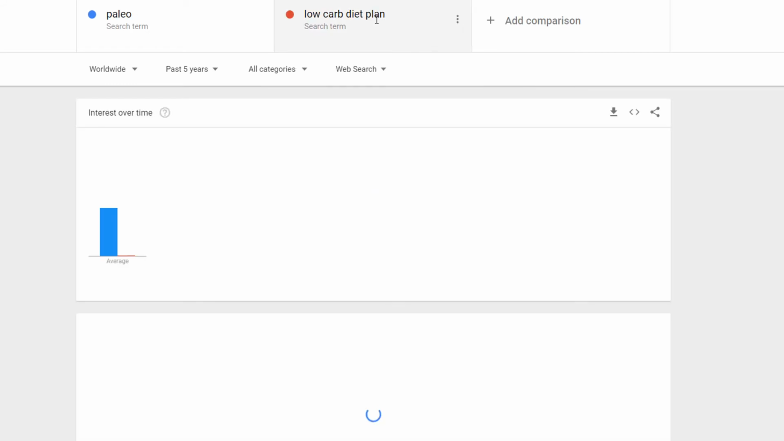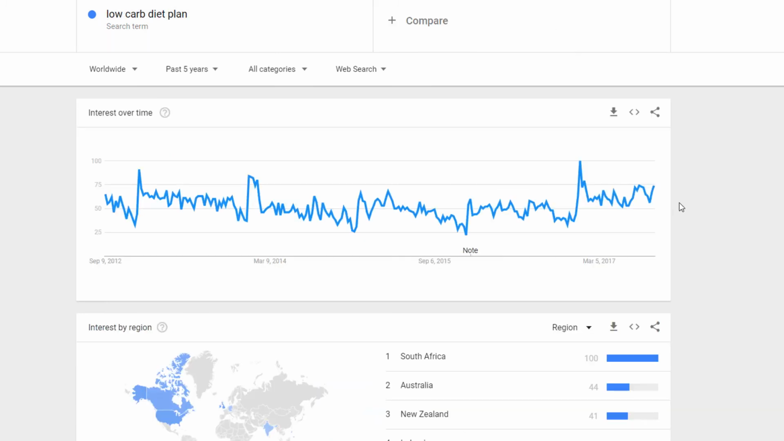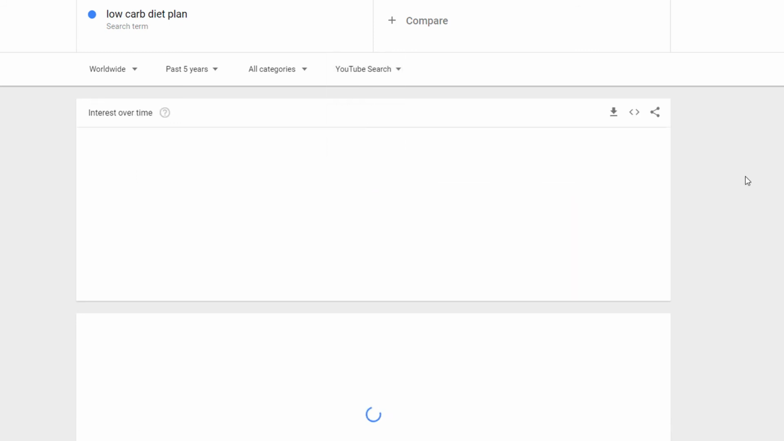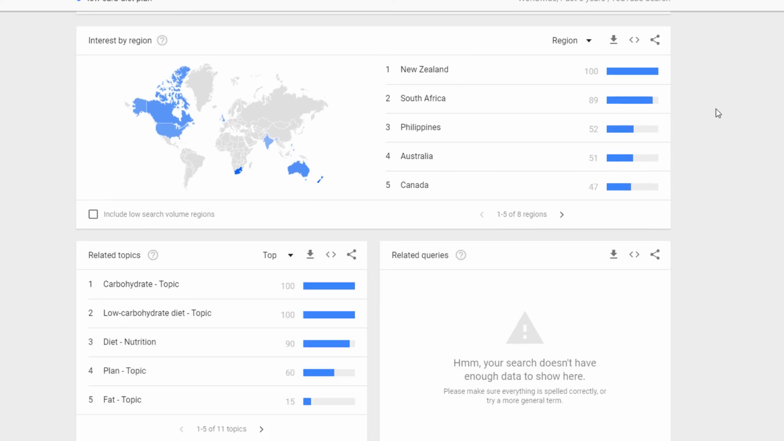Obviously, compared to paleo, it's going to have very, very low traffic. So I'm going to remove this. So we're just looking at the low carb diet plan. And we can see that it's gotten more popular this past year especially. We can go over here to web search. And so currently we're looking at Google search in general. But we can also go down and just look at YouTube search. So we can see, is this popular on YouTube? And you can see it bounces up and down on YouTube.